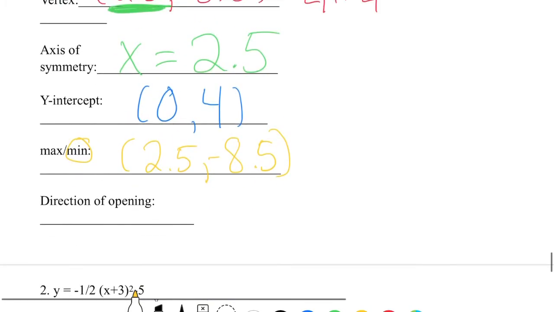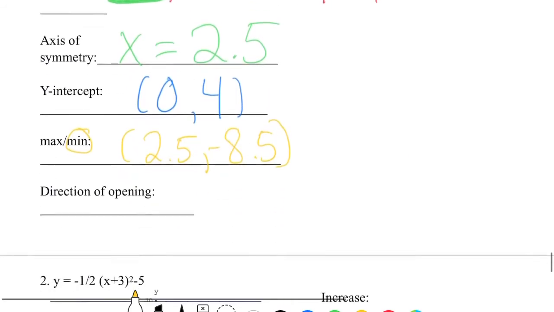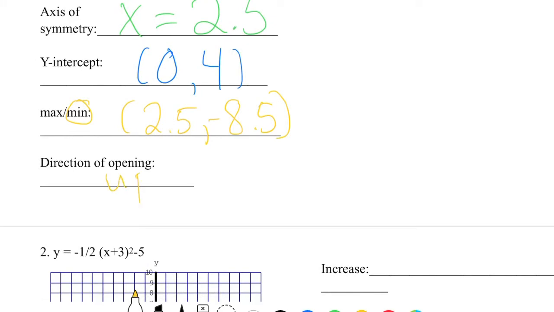I kind of already talked about the next one. The next one asks direction of opening. Well, we're opening up because our A is positive, so opening up.